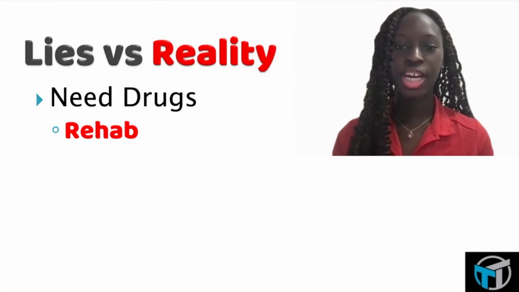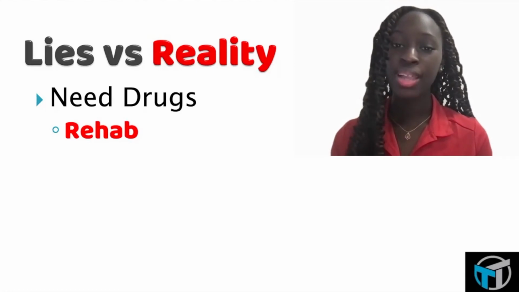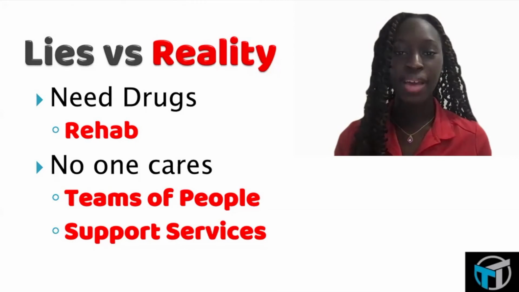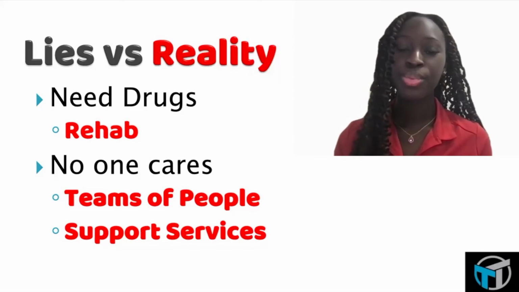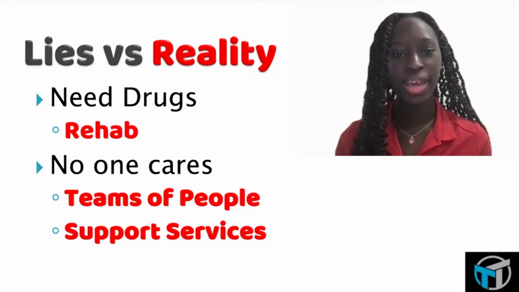If the trafficker has been making the teen use drugs, the teen may be worried about where they will get their next fix, but the reality is that there are rehabs available. And possibly the worst lie of them all, the predator may tell the teen things like, no one cares for you like I do. But the reality is that there are teams available and all kinds of support services to help the teen get back to a normal life.